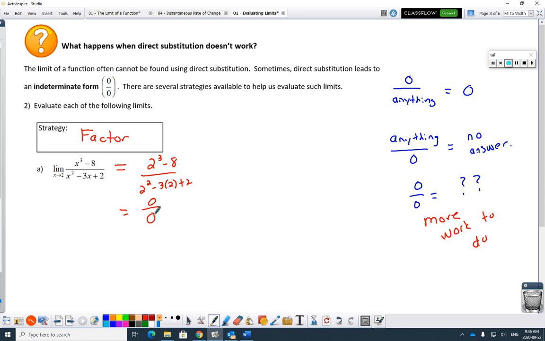First strategy is factoring, because we could factor this thing. So what I'm going to do is try this again and do my factoring before my substitution. I'm going to do the bottom first, just to get you warmed up on factoring. Two things that multiply to positive 2, but add to negative 3. X minus 2, x minus 1.